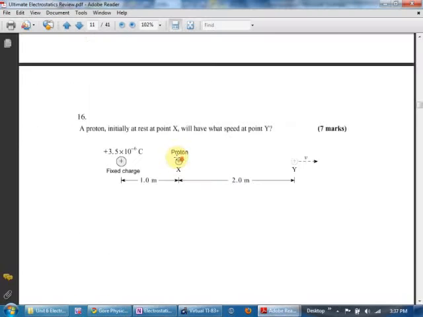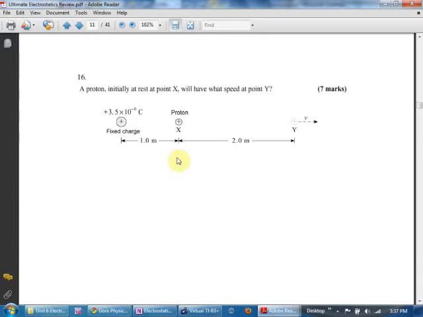So here's one just like we did. A proton initially at rest will have what speed at point Y? So kinetic energy initial plus potential energy initial equals kinetic energy final plus potential energy final. Your initial kinetic is zero. Your final kinetic will have the V that you're trying to find.